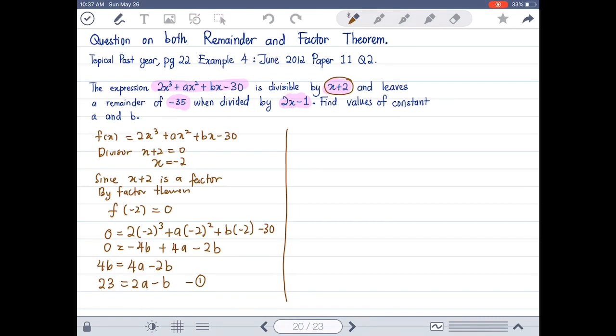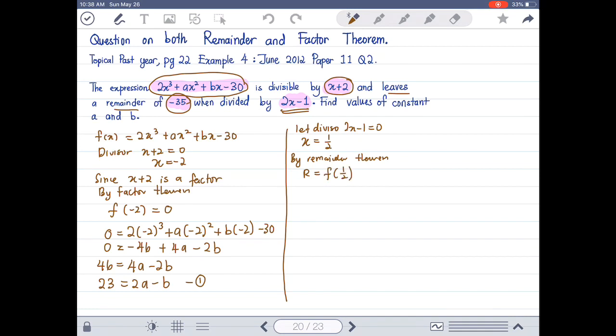Okay, for the second equation that we want to find, it is stated that this polynomial here leaves a remainder of negative 35 when divided by 2x minus 1. So we let divisor 2x minus 1 equals to 0. So we have x equals to 1 over 2. Hence, by remainder theorem, r is just equals to f(1/2).